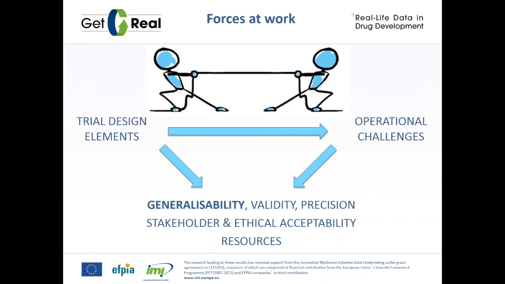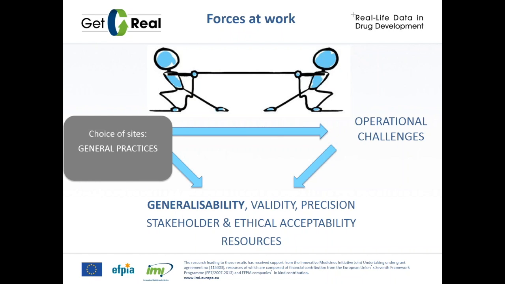So if we look at an example of how this works in detail, we see that there are several forces at work that interfere with each other. On the one side, we have the trial design elements, the ones I just went through, but we have all these operational challenges that are connected to these trial designs, and both impact the generalizability, but also the validity, the precision, and also the acceptability to stakeholders and ethical review boards, for example. But very importantly, the resources you have are limited, so can you actually do the trial?